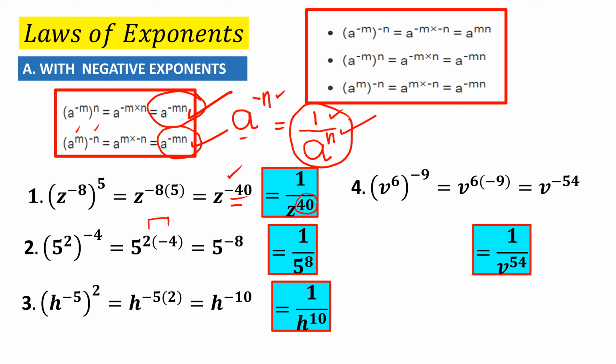While number 3, you have there 8 to the negative 5 times positive 2. Then it is now 8 to the negative 10. And 8 to the negative 10 will be simplified into 1 over 8 to the positive 10. And last, number 4, we have v to the 6 to the power of negative 9. What is 6 times negative 9? I'm sorry, it is negative 54. Okay, so if it is v to the negative 54, then the final simplified expression will be 1 over v to the power of 54.